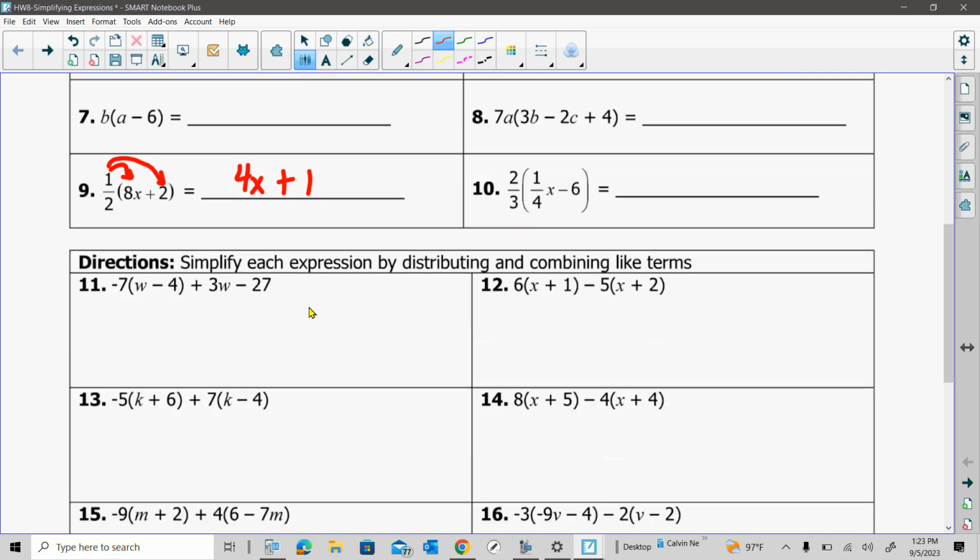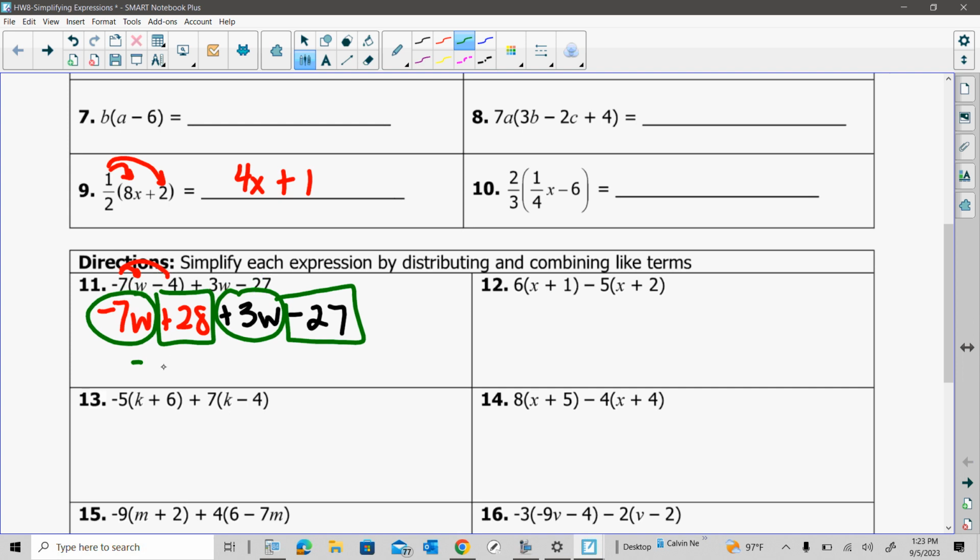So we're distributing a negative 7. That's a negative 7w plus 28 plus 3w minus 27. Now what do we do? What are the like terms? Negative 7w and 3w. That 28 and a negative 27. So it would be negative 4w plus 1. Yes, good.